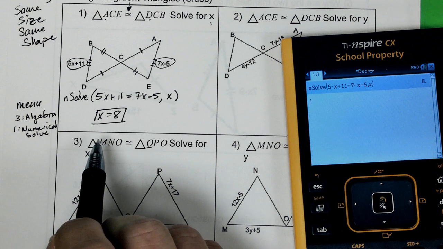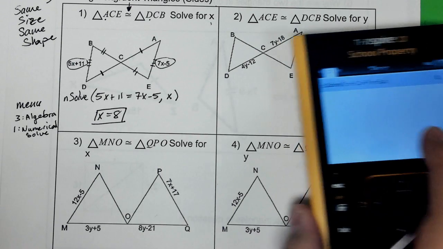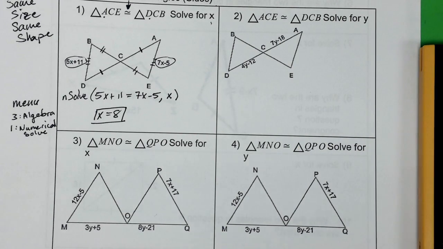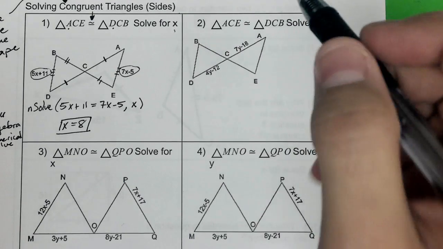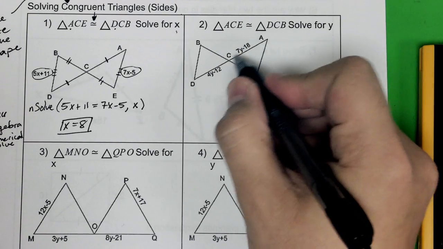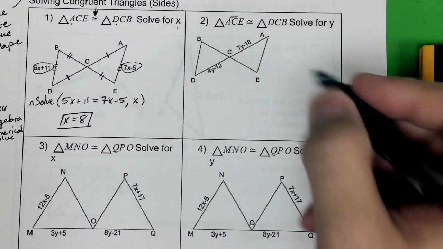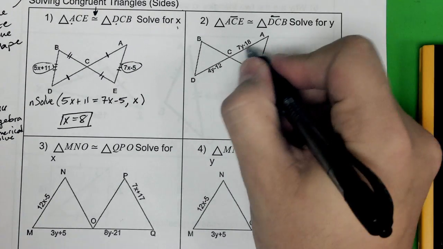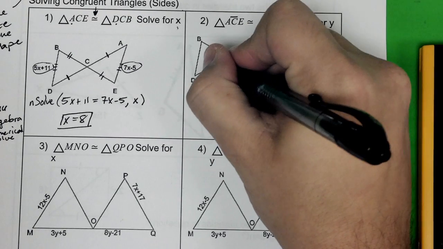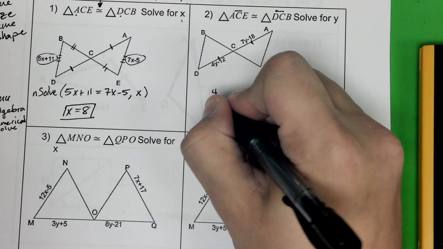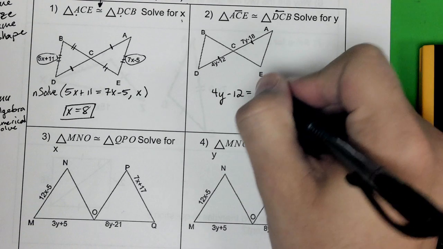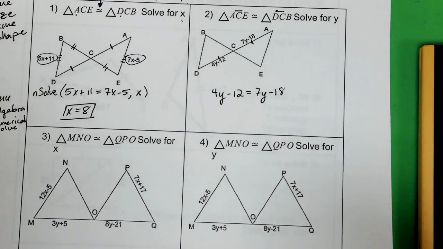Now, the next question says solve for y. And so we're going to do a similar thing here. Now, if you notice, AC is our first two letters here, and DC is our first two letters here. So these are going to be equal, which is nice because we have to have them be equal so we can solve. All right, so we're going to do 4y minus 12 equals 7y minus 18. And then we're going to use our calculator again.